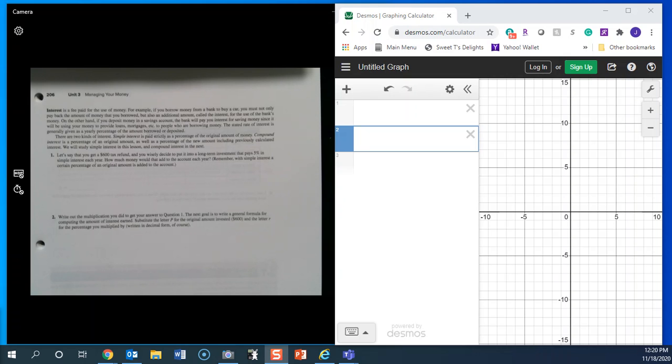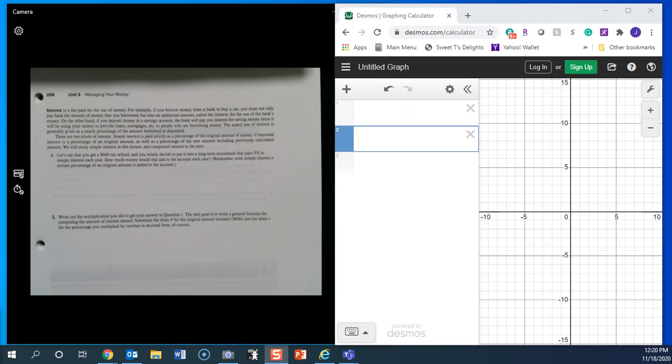The stated rate of interest is generally given as a yearly percentage of the amount borrowed or deposited. There are two kinds of interest. Simple interest is paid strictly as a percentage of the original amount of money. Compound interest is a percentage of an original amount as well as a percentage of the new amount, including previously calculated interest. We will study simple interest in this lesson and compound interest in the next.